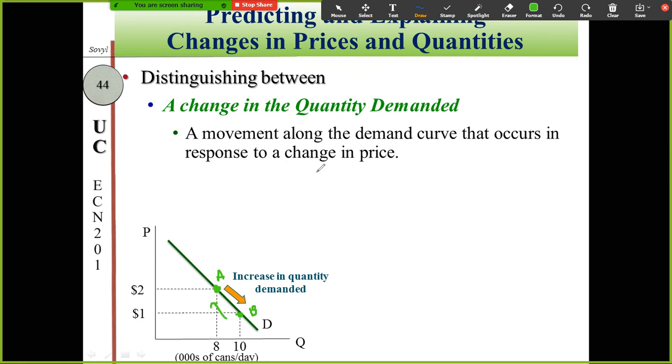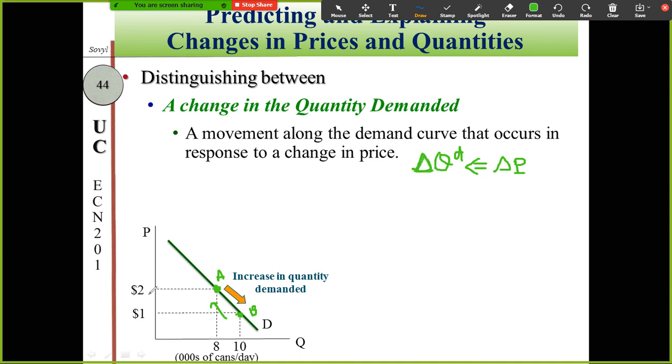Why change from A to B, or from B to A? It means that the quantity demanded changes because of a change in price. This is called a change in quantity demanded. The quantity demanded changes because of a change in price.